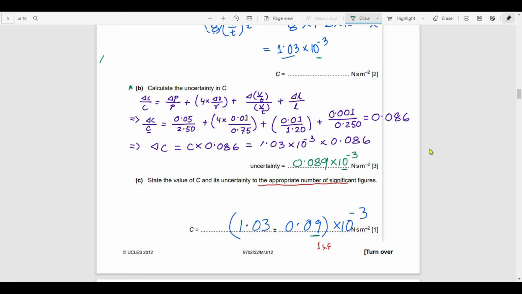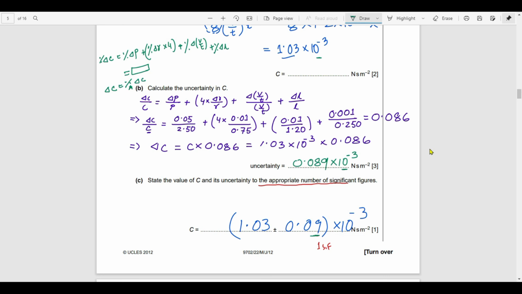And the last part of the question is to express the answer in the appropriate significant figure. Our data is in one significant figure. Just go back to the table and check it out. All the uncertainties are in one significant figure. So the uncertainty of C should be expressed in one significant figure, and that's why 0.089 became 0.09. So we can write 1.03 plus minus 0.09, whole times 10 to the power minus 3.